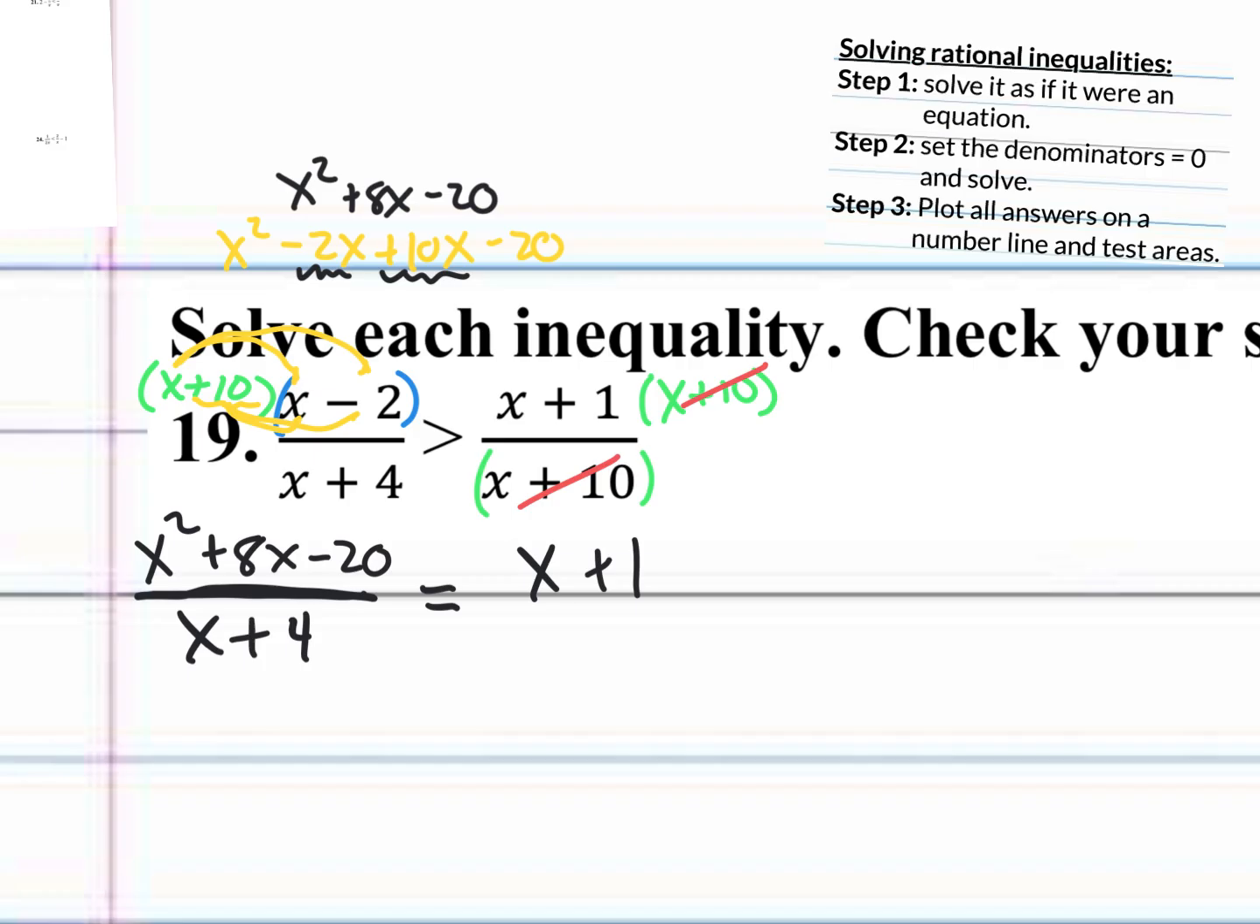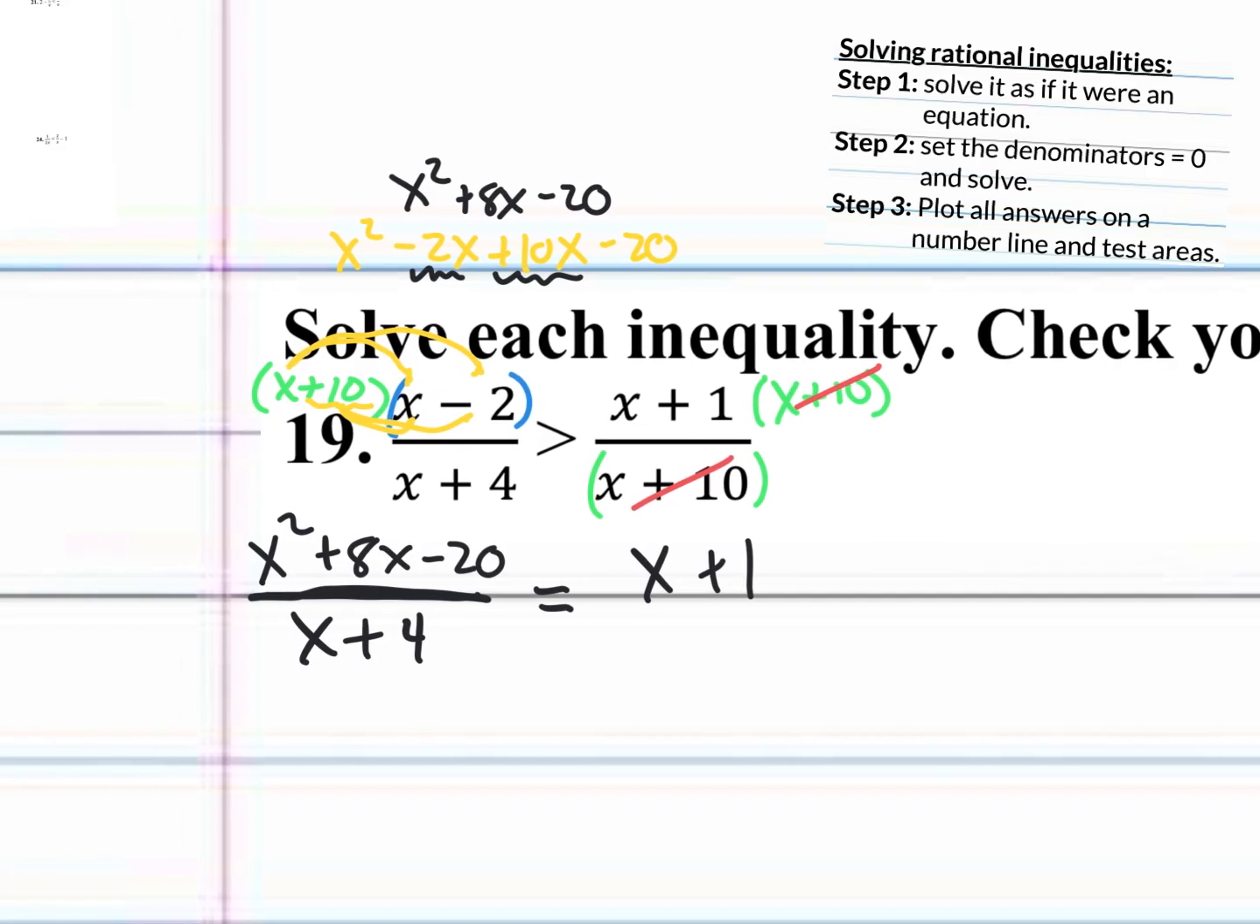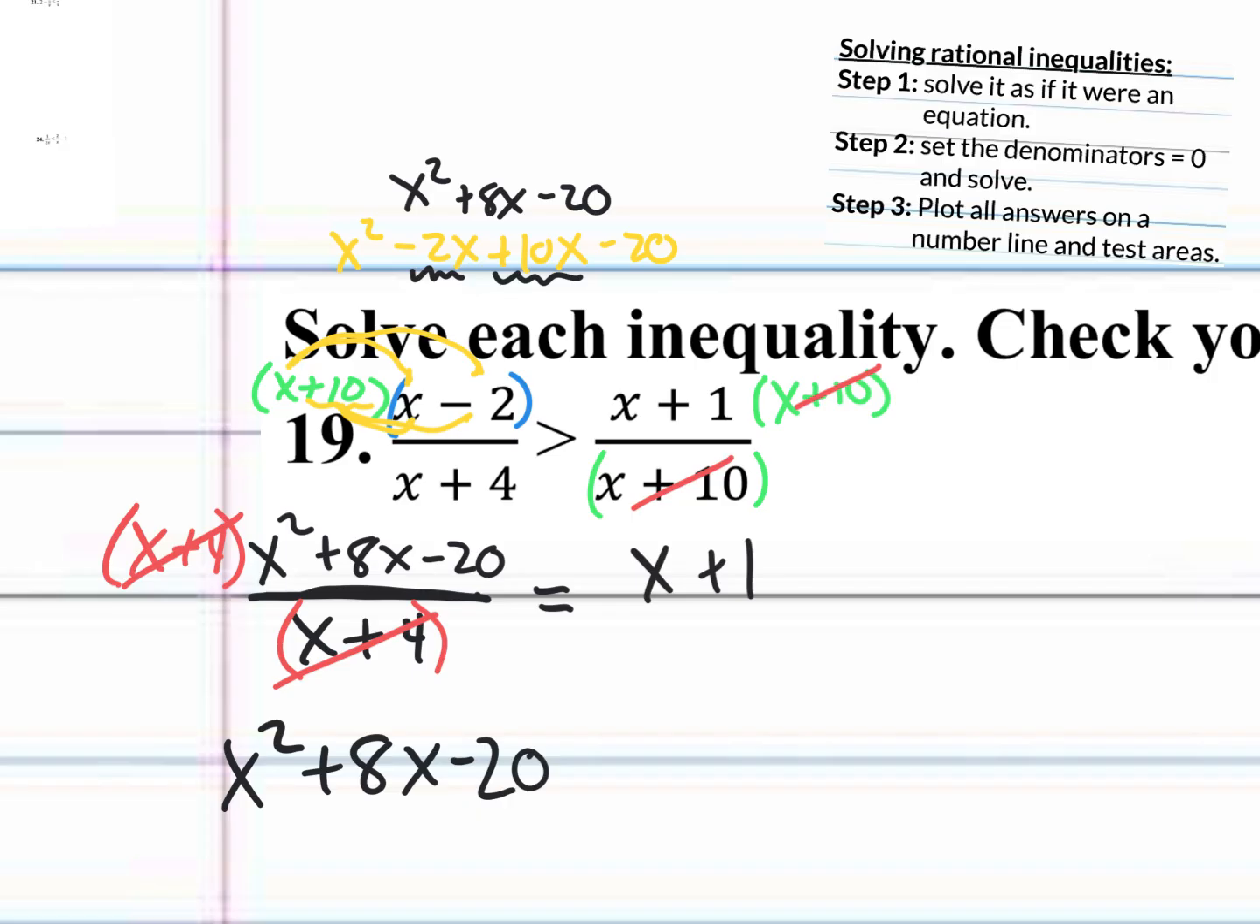So now let's get rid of the other fraction. The other fraction, obviously, we have to multiply both sides by x plus 4. So x plus 4 is what you're going to multiply by. That way it cancels out. No more fraction. You're going to have an x squared plus 8x minus 20. Now, what you do to one side, do to the other. So you're going to have to multiply the other side by x plus 4.